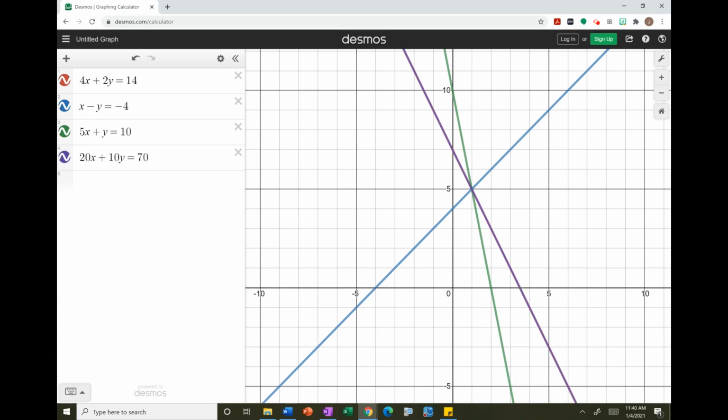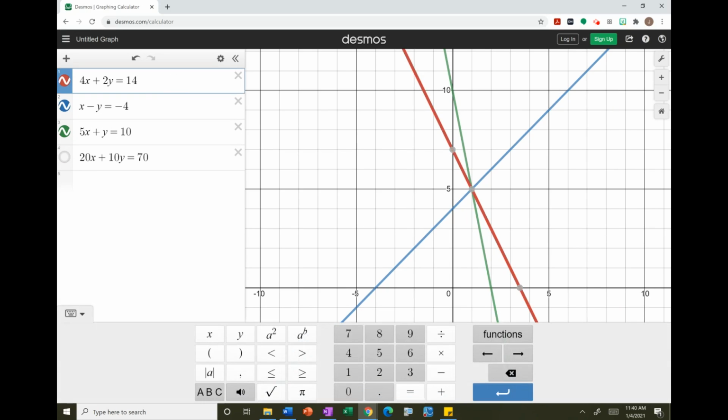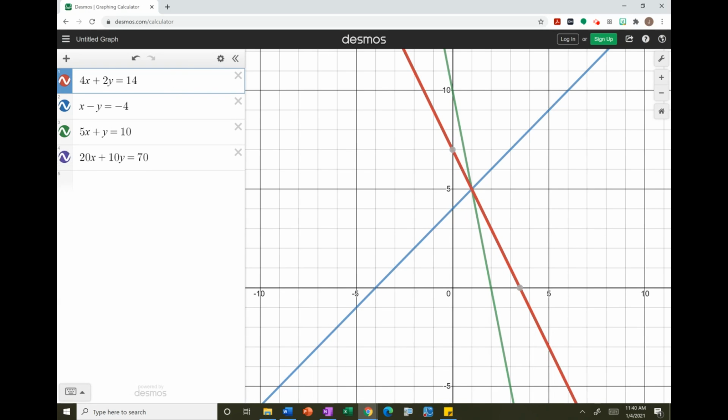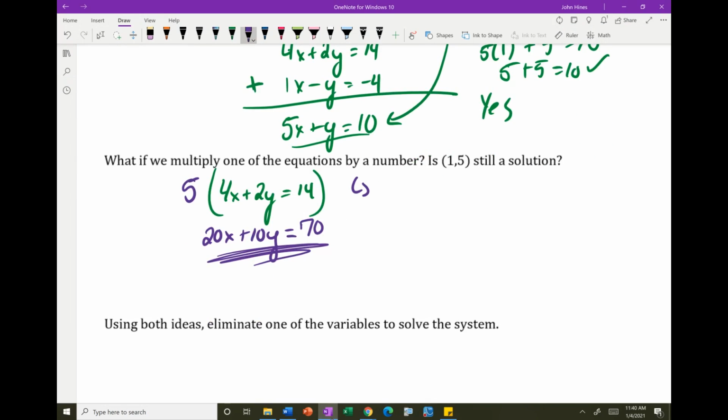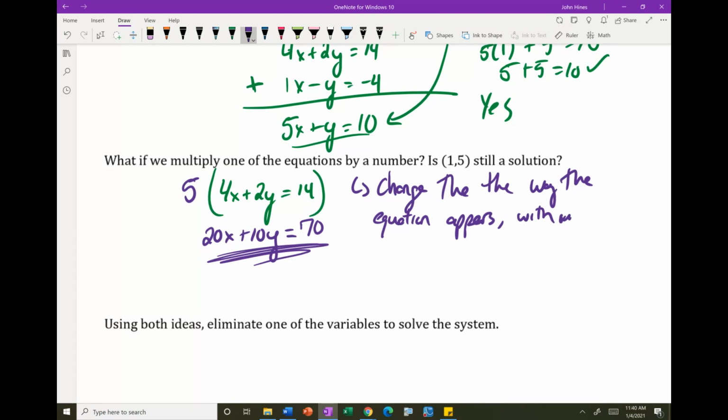So I need you to see what happened there. Look what happened. I had this purple line as my new line there. But notice it covers up this red line here. So this purple and red line are really the same. So by multiplying it, we change the way the equation appears without changing the line. When we add them, we're actually changing the line. But at this point, it's just making the equation look different without changing the line.